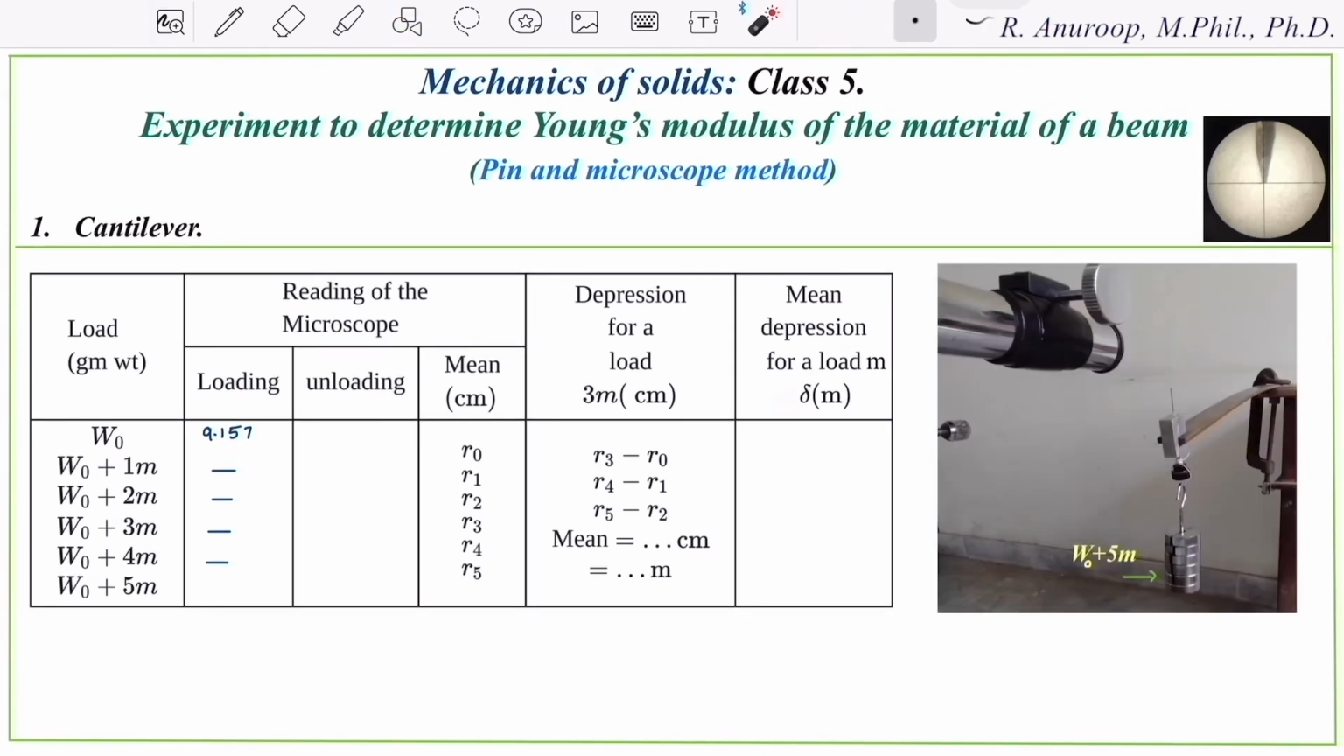Then add one more weight. So the total weight is W0 plus 5m. Then again the readings on the vertical scale of the microscope is noted. As in the previous case, now write the corresponding reading on the loading column.